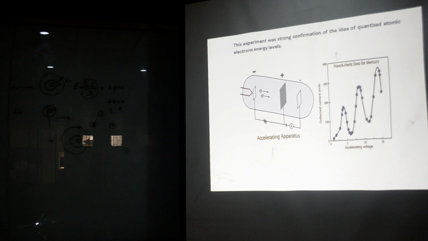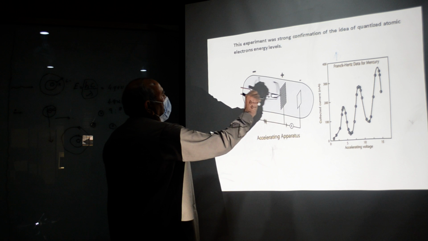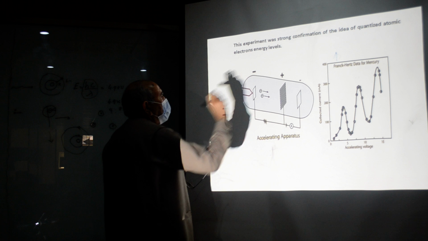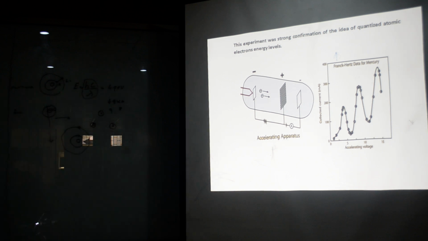So this is the experimental setup. Mercury is enclosed here in this glass tube. Mercury is always at low pressure. Why low pressure? Because if mercury is at high pressure, the atoms are very close to each other, and one atom will influence the other atom. So for that purpose we have to move the atoms away from each other, and that is possible when I keep the pressure in the tube at a low value.